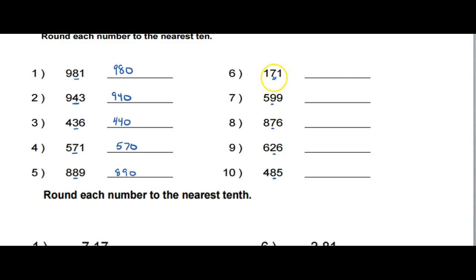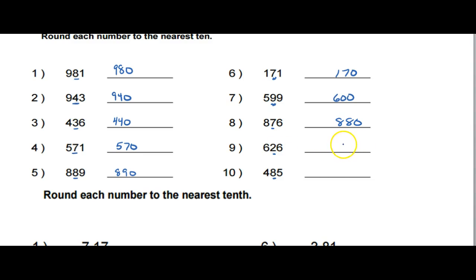Alright, the 1 tells me to round down, and when I round down, it becomes 170. Now here, the 9 tells me to round up, but when I round this up, it rounds up to 10, so I have to add 1 to the 5, and that rounds up to 600. Number 8, the 6 tells me to round up, so a 7 becomes an 8, and that rounds up to 880.